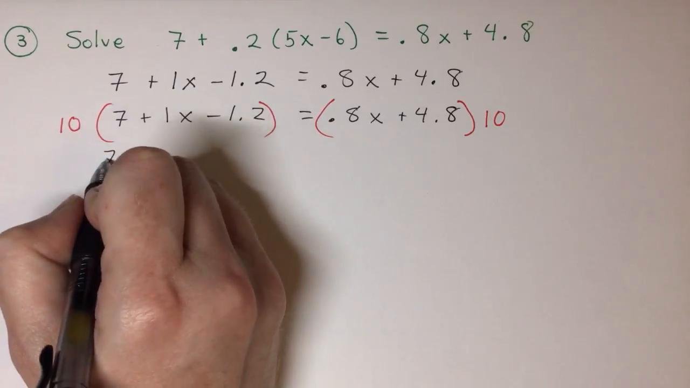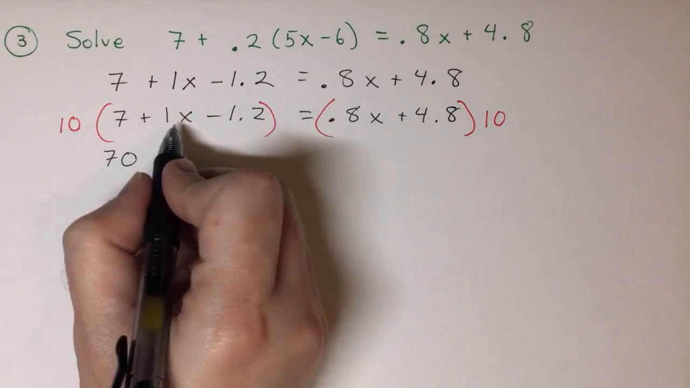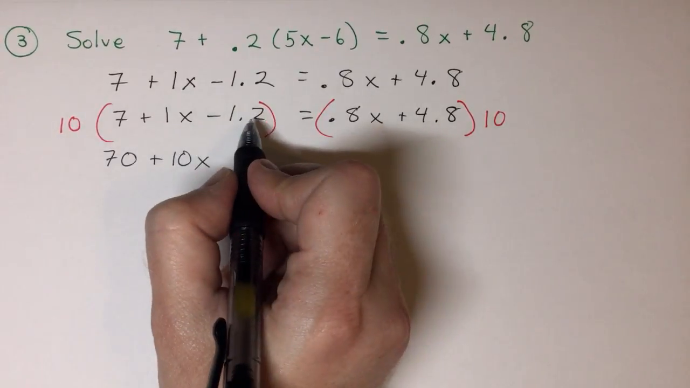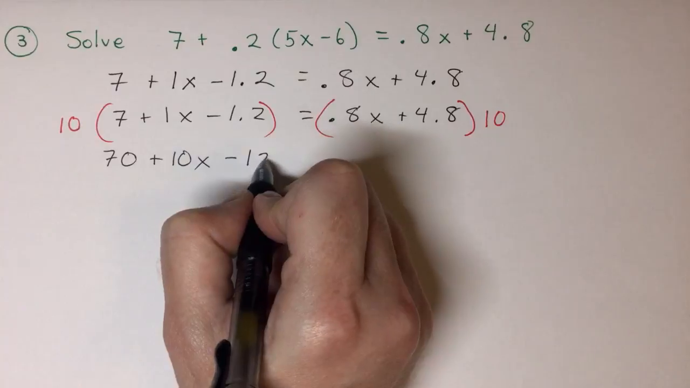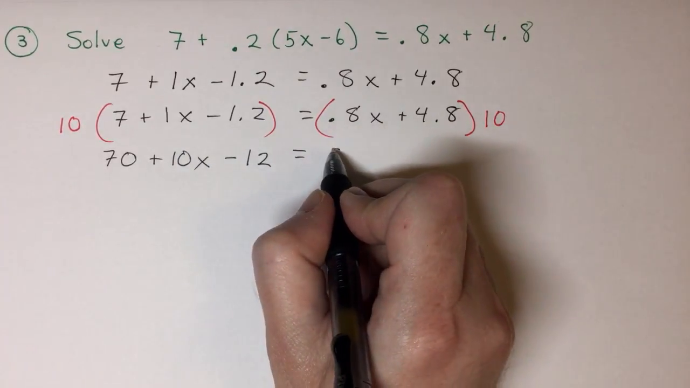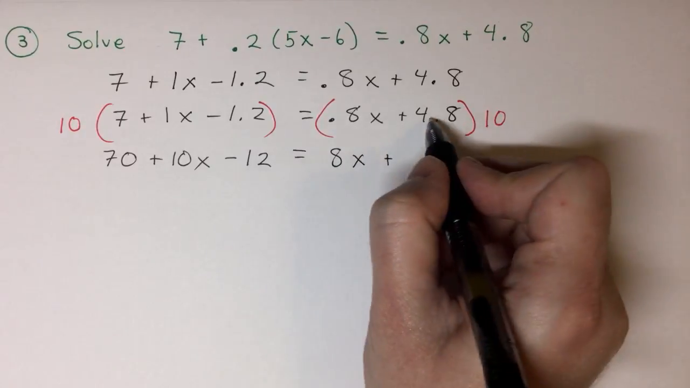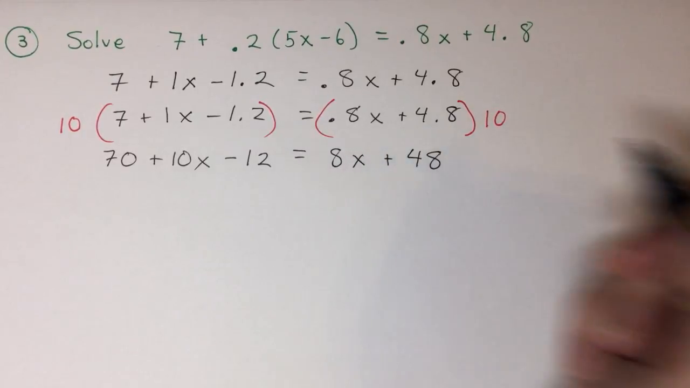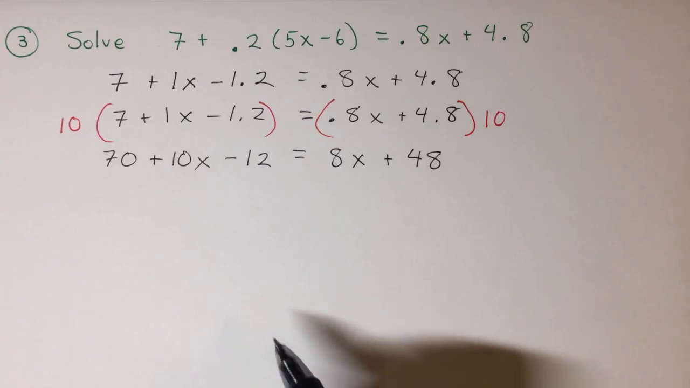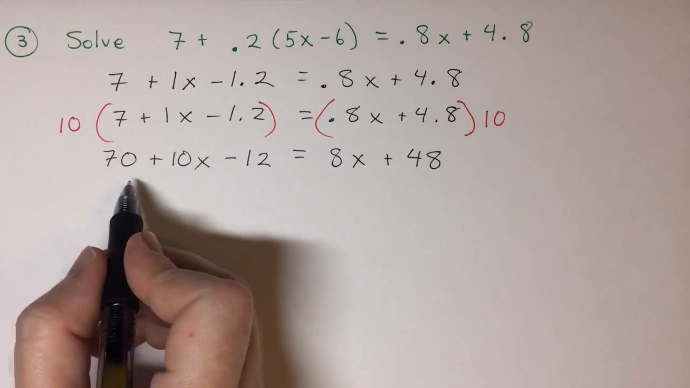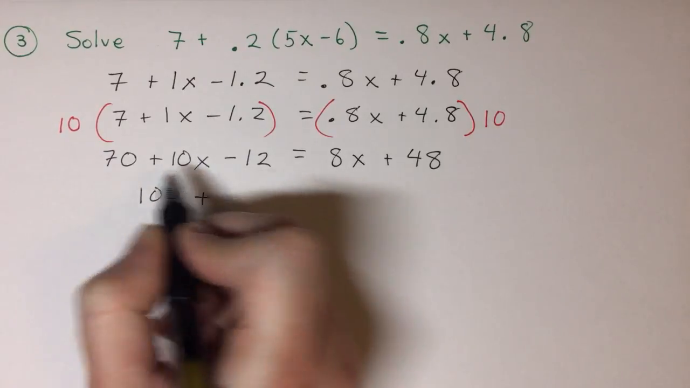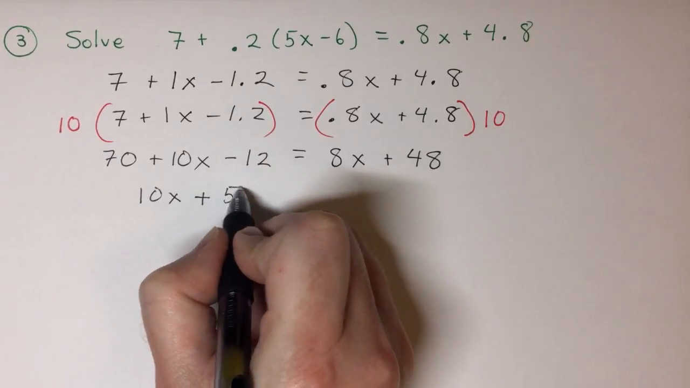10 times 7 is 70. 10 times 1 plus 10x. 10 times 1.2 minus 12. 0.8 times 10, 8x. 4.8 times 10, 48. Now I've got an equation with no decimals or fractions. To solve this equation, combine like terms. 70 minus 12 is 58.